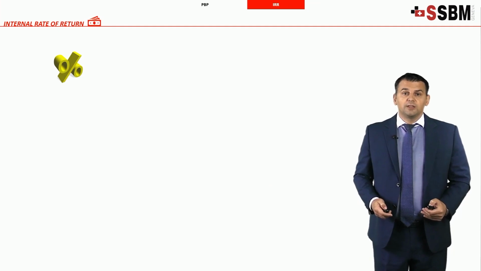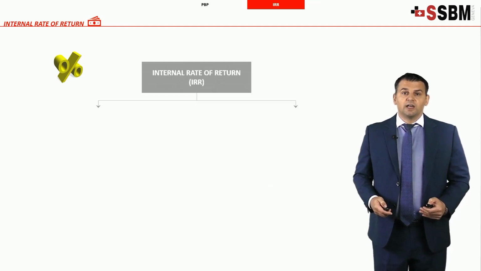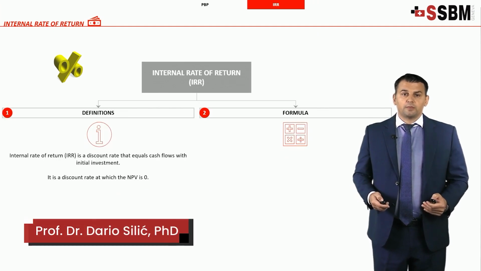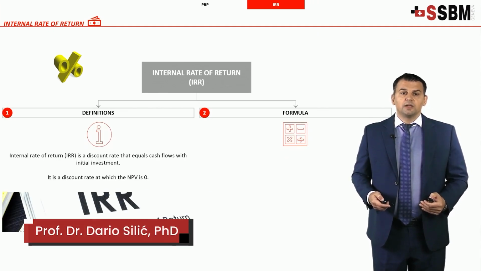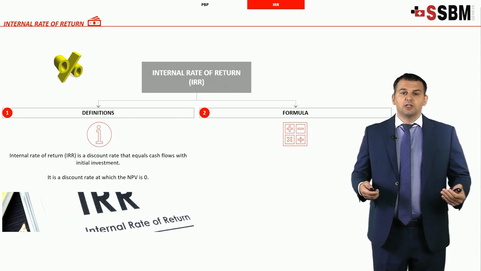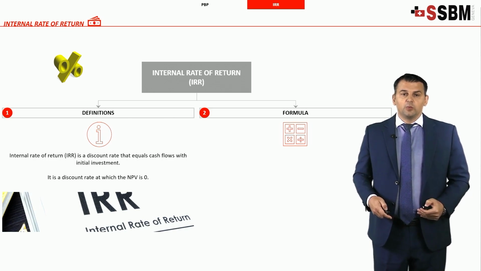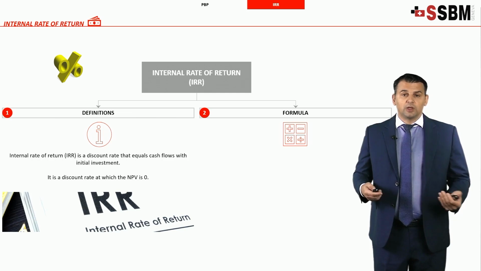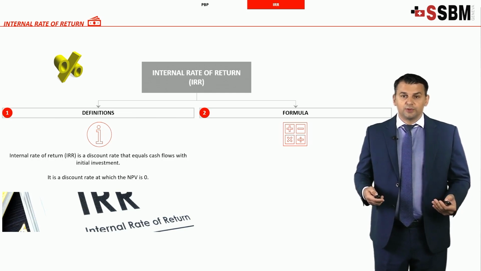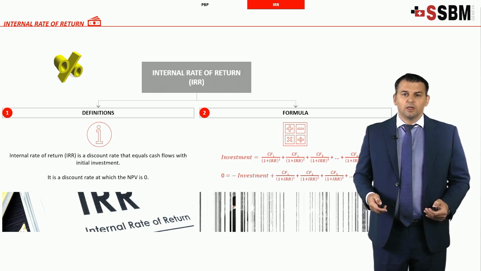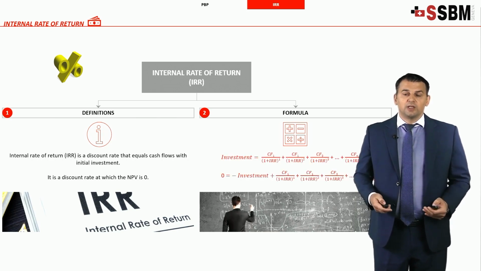To begin with, let me firstly define the IRR and then explain the corresponding formula. Internal rate of return, IRR, is a discount rate that equals cash flows with initial investment. We say that it's a discount rate at which net present value is equal to zero. It sounds strange, but don't worry, I will explain that concept. The formula will help you to understand that.